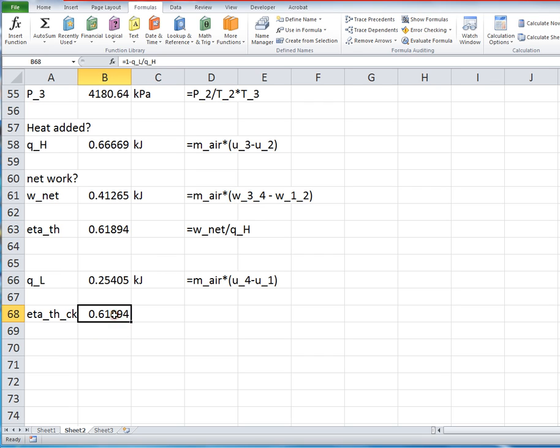So anyway, there you have it. We added some irreversibility to the cycle and calculated the performance, and we've come up with 61.9%.